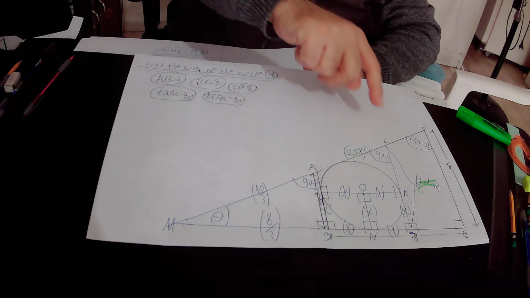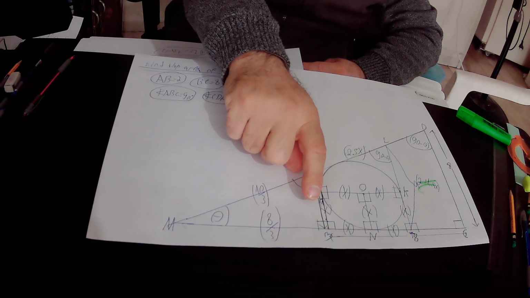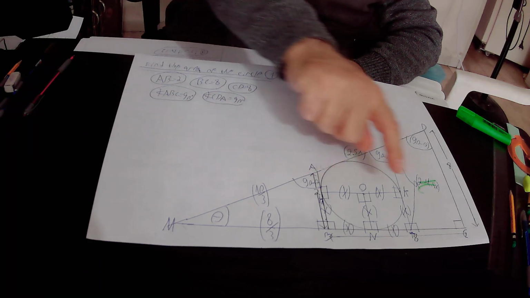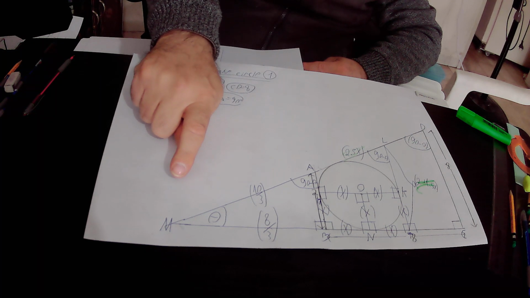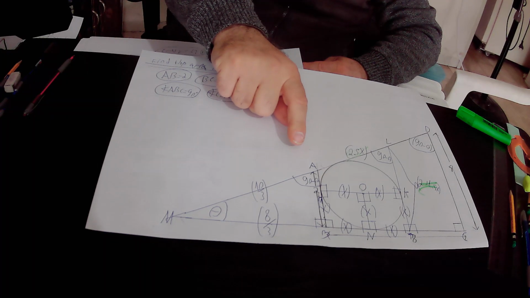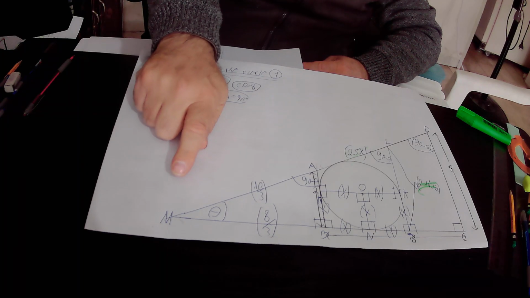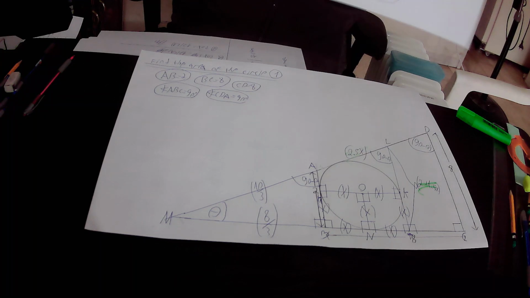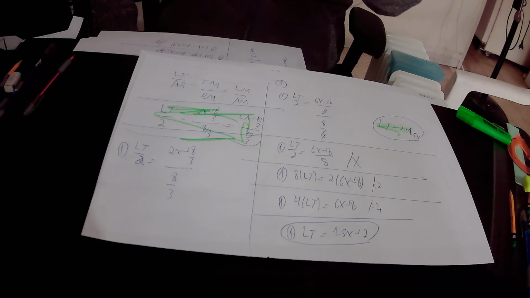We derive that side LT in the big triangle over side AB in the small triangle equals side TM in the middle triangle over side BM in the small triangle, and it is equal to side LM in the middle triangle over side AM in the small triangle. Repeat again, we derive that LT over AB equals TM over BM equals LM over AM.